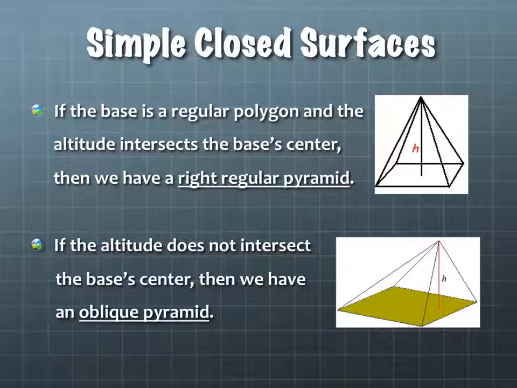Why did you say we put the regular in there? What's it referring to? Regular is referring to the bottom of the shape, these sides being all equal, and the angles being all equal. So it's a regular polygon at the bottom.